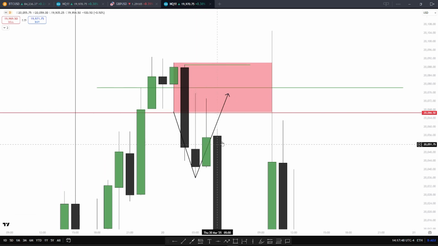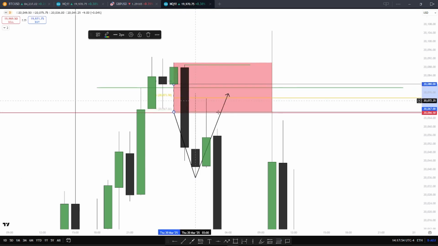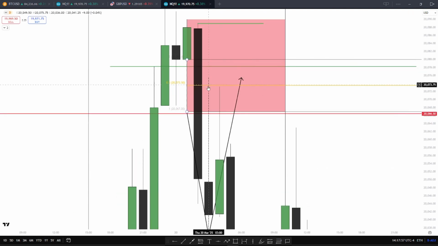Wicks do the damage, bodies tell the story. Not a single close into this order block. Now, let me tell you something else. Watch consequent encroachment of the wick of this order block. It's a super vital part of this range, okay?